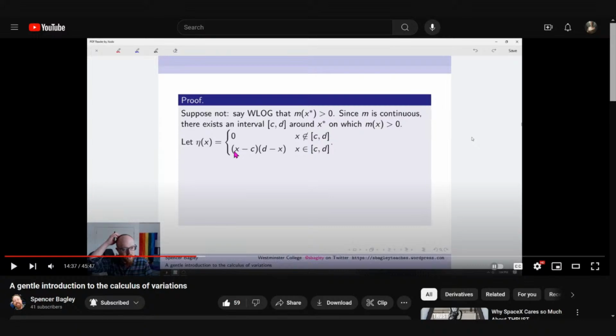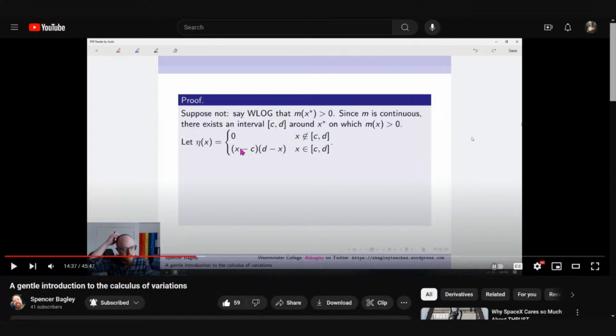And it's going to be x minus c times d minus x. I don't know why this specific function. For all x such that x belongs to the interval between c and d. So between c and d, for example, at c, c minus c is 0, d minus d is 0. But what about exactly between c and d? Say, d minus c over 2. I don't know what's going to happen. I don't know what this looks like.